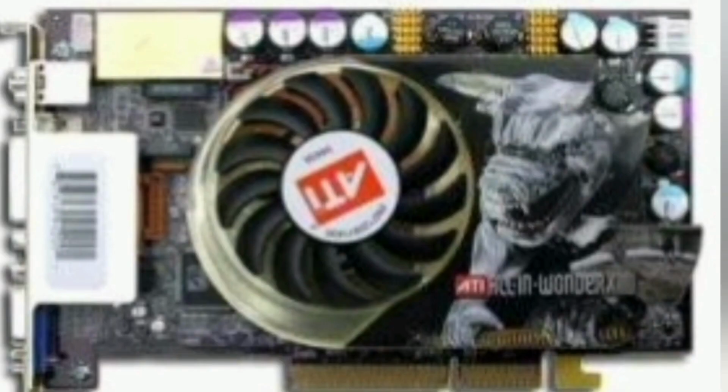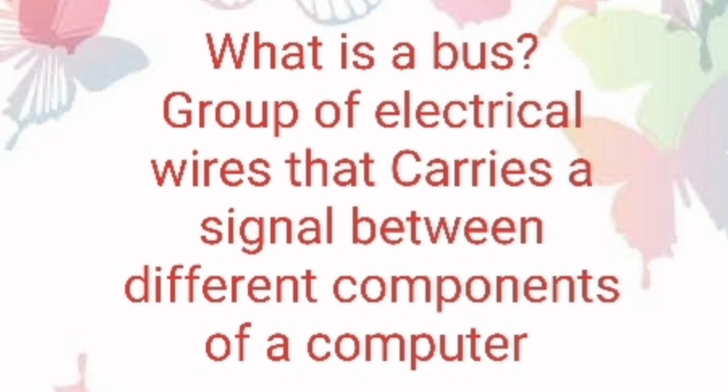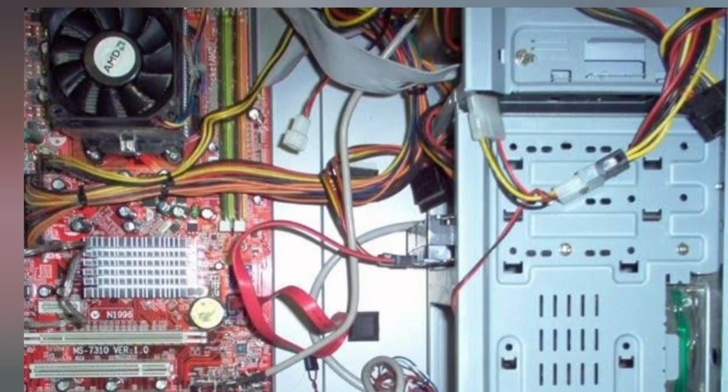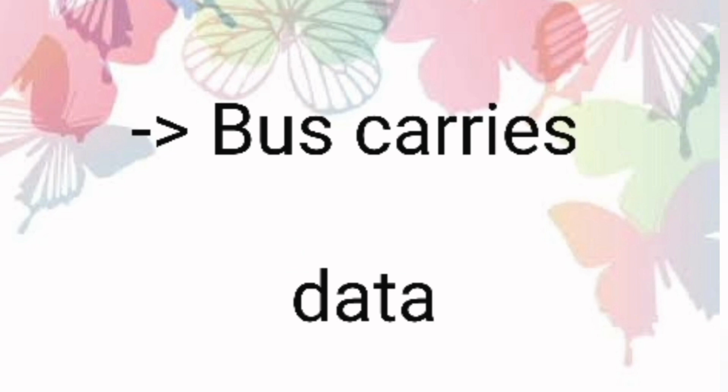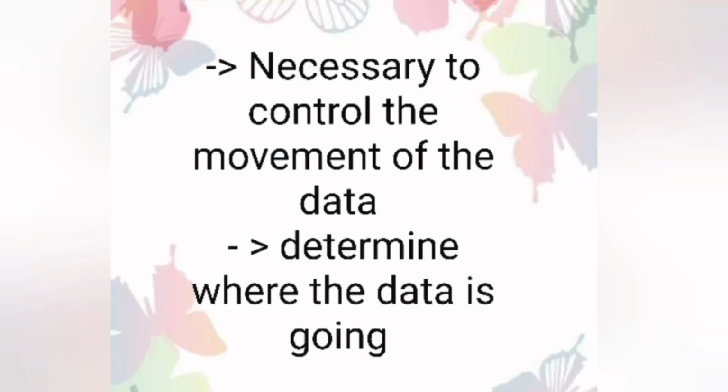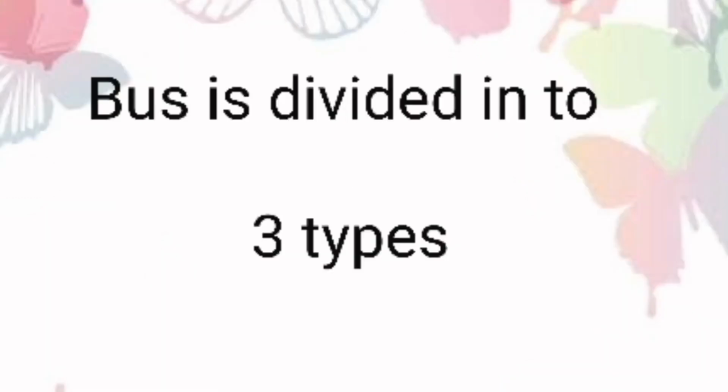to the computer system. So what's a bus? A group of electrical wires that carries a signal between different components of a computer. So the bus carries data, but it's necessary to control the movement of the data and determine where it is going. In order to do this, a typical bus system is divided into three types.